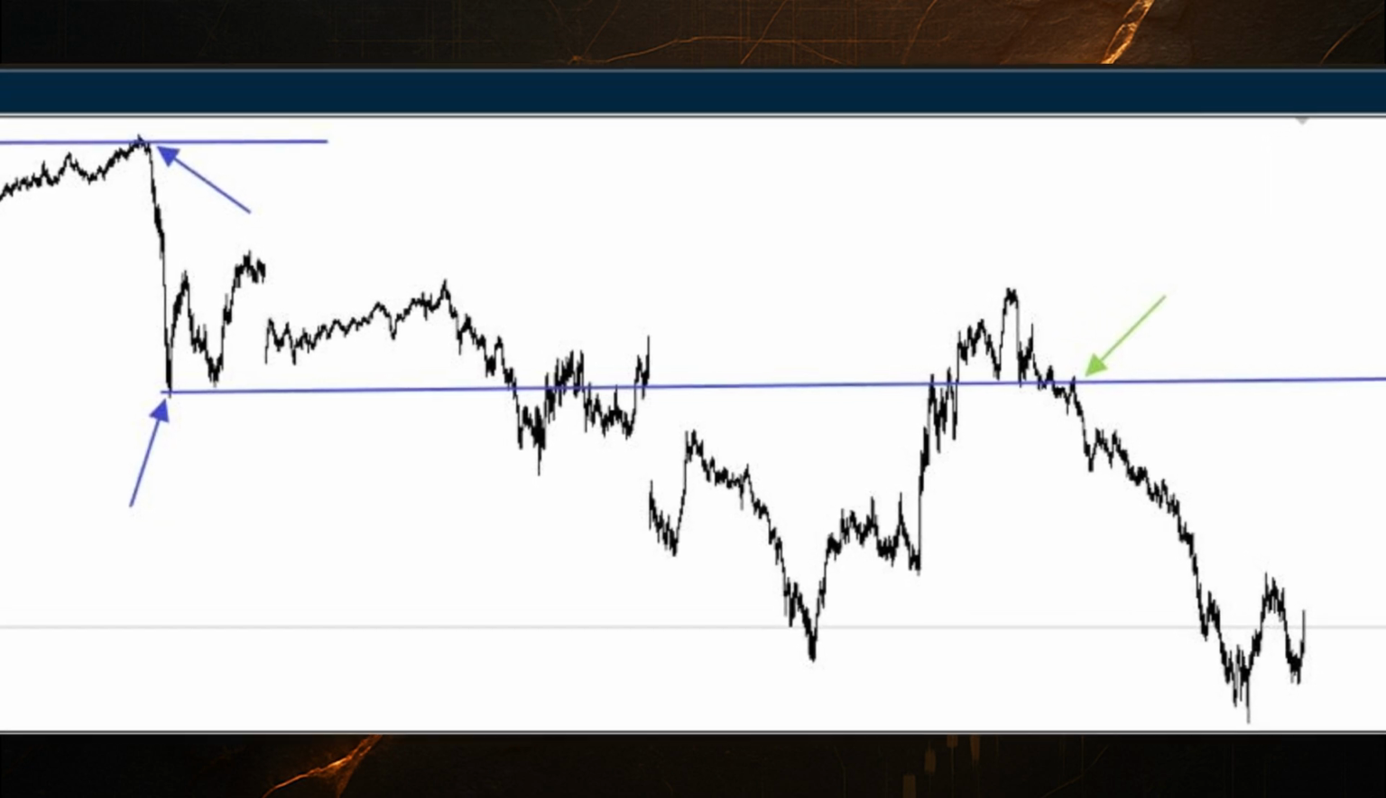When determining a level, ask questions. Was there a strong movement? Did it stop abruptly? Did an impulse start from here? Is there liquidity here? If the answer is no, it's just a line.